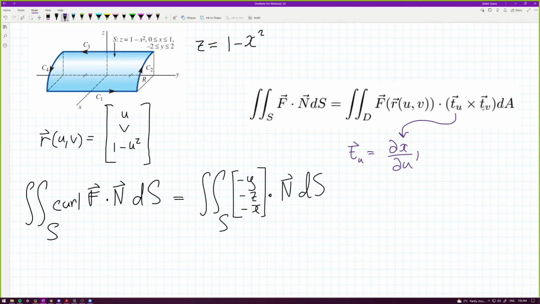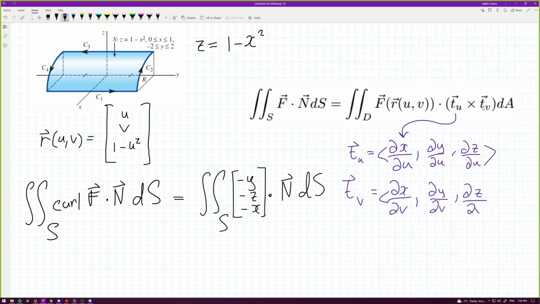Yeah, partial derivative of x with respect to u, partial derivative of y with respect to u, right? Partial derivative of z with respect to u, right? And Tv is, as you'd expect, going to be partial derivative of x with respect to v, partial derivative of y with respect to v, partial derivative of z with respect to v. And so where are x, y, and z coming from? That's coming from our parameterization, right? That is x, y, z.